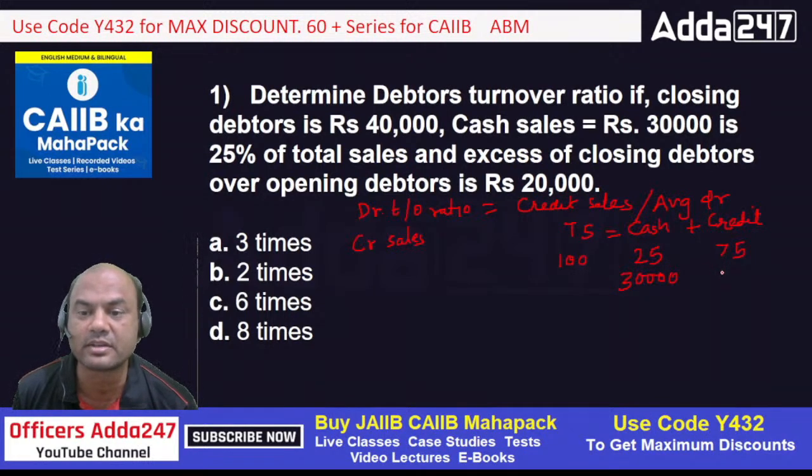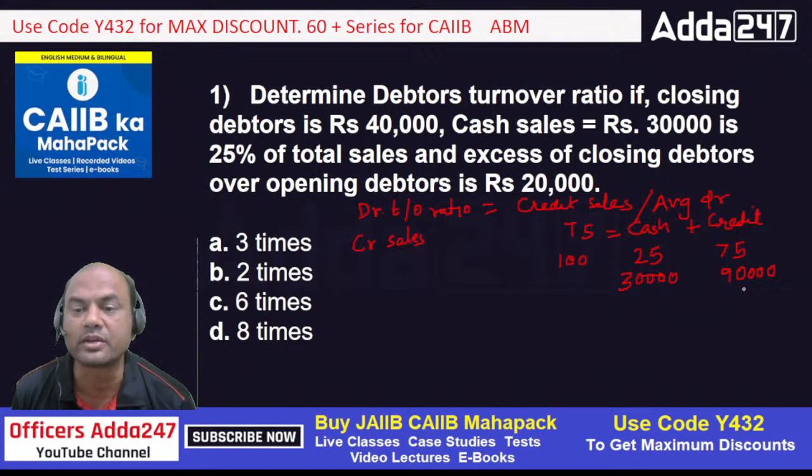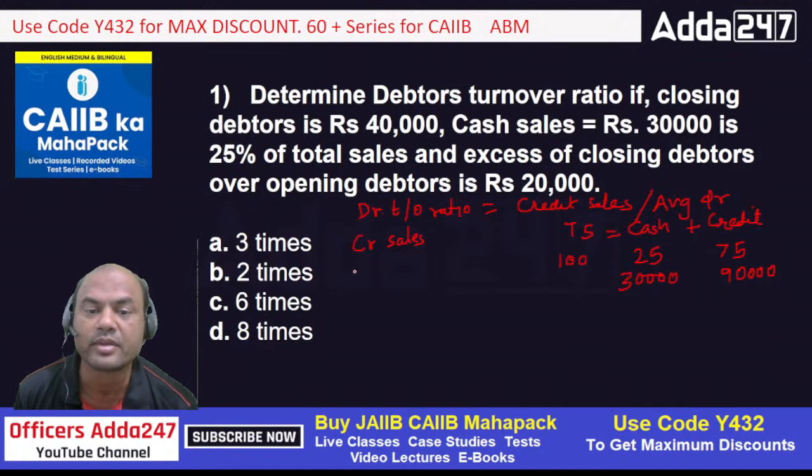Type in the comment section. It is 30,000 into 75 upon 25, by direct proportion. So what is the answer? Yes, you guys are typing 90,000. Okay, so 90,000 is my credit sale. So now I got the numerator part. What is the denominator part?